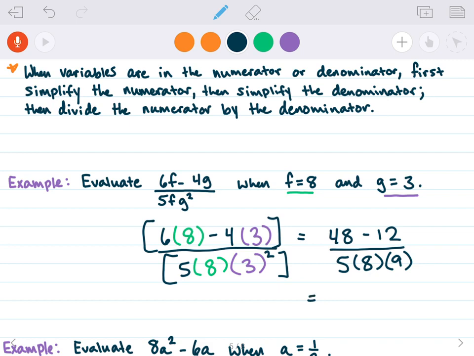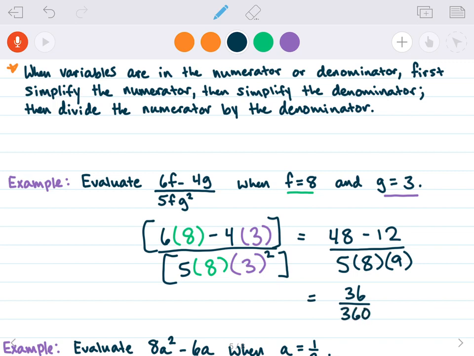Now, on top, if I simplify, all that's left to do is do 48 minus 12. I get 36 on top. And on bottom, all I have is multiplication. I have 5 times 8 times 9. So I'll just do that. 5 times 8 times 9 is going to give me 360.